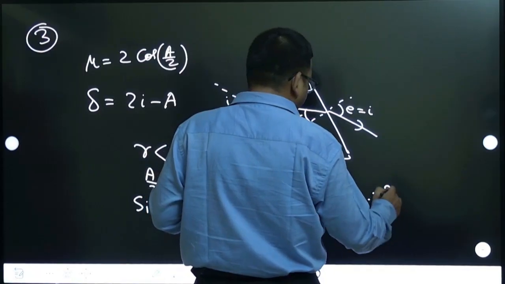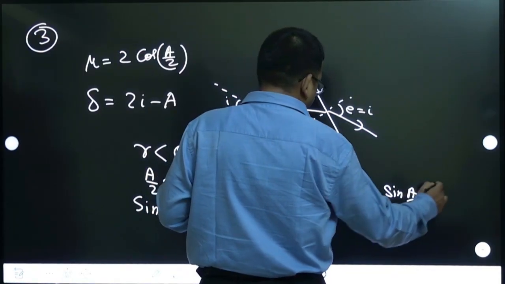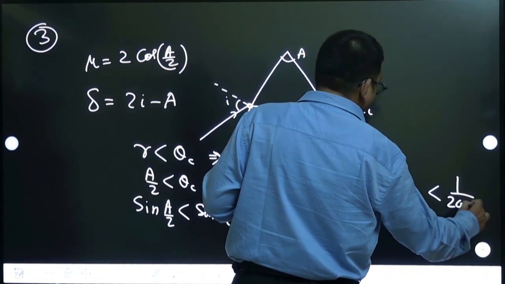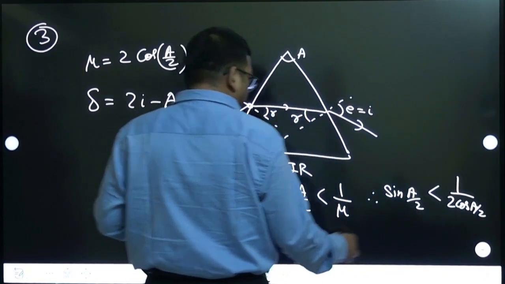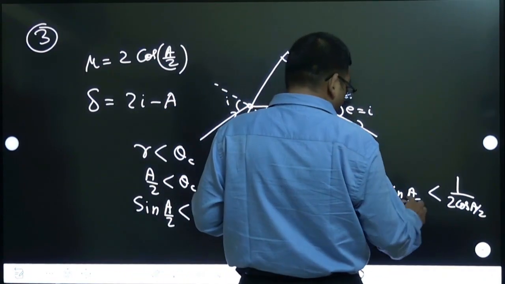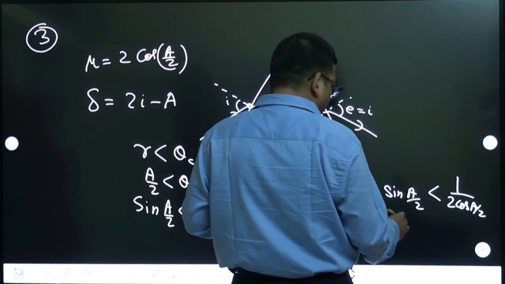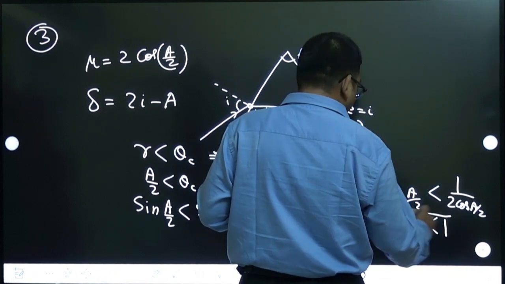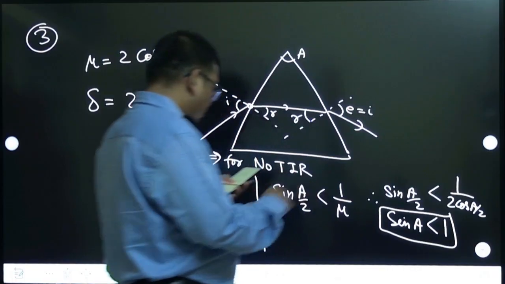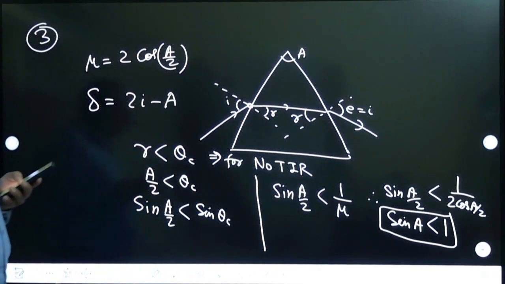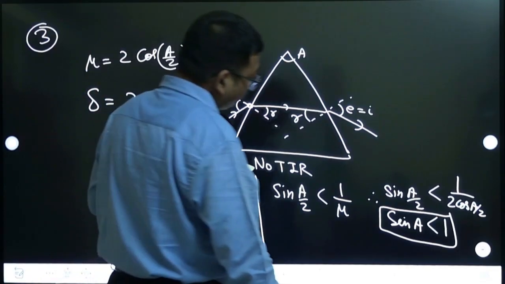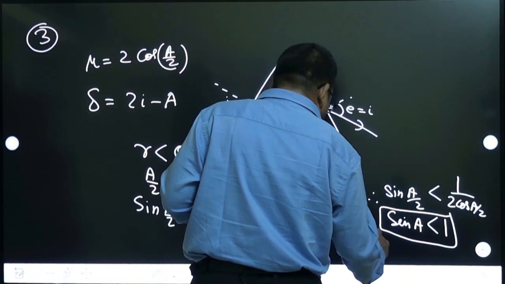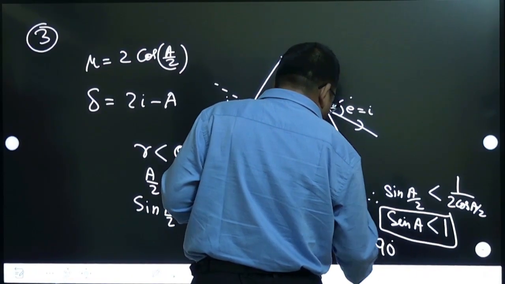So from here, sine of A by 2 is less than 1 by 2 cos A by 2. From here you make this as 2 sine theta cos theta, that means it becomes sine of A. Sine of A must be less than 1. So what condition can we get? We can get A must be less than 90 degrees, right?